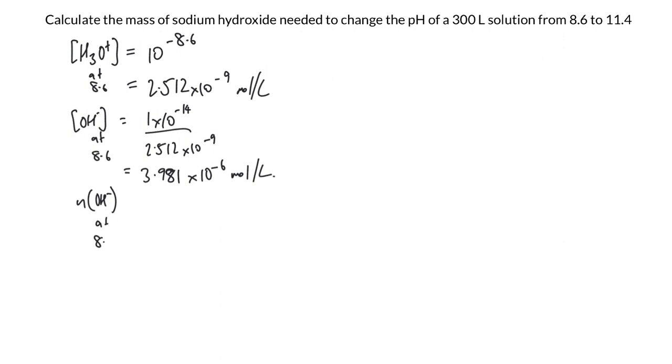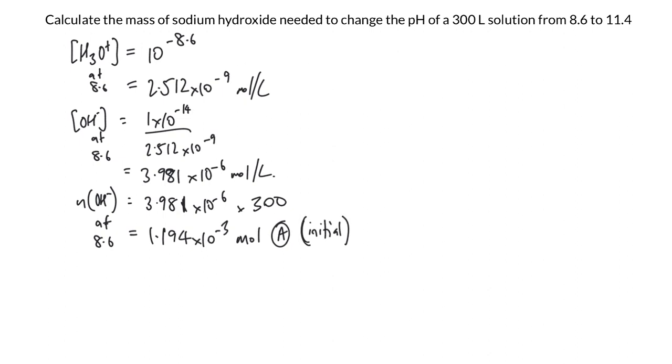So you need to annotate your information. This is the number of moles of OH minus at 8.6, which will be 3.981 times 10 to the negative 6 times 300. Which happens to be 1.194 times 10 to the negative 3 moles. And I'll save that as A, that's my initial value.